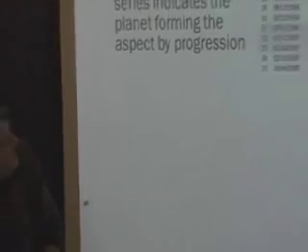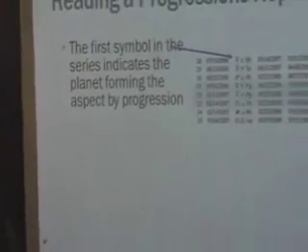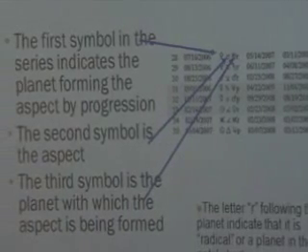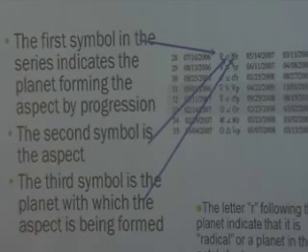So we've just gone through this. First symbol is the planet forming the aspect. This is by progression. Second symbol is the aspect itself. And the third symbol is the planet to which the aspect is being formed. And here we've talked about, is it progressed or is it radical, a planet in the natal chart?